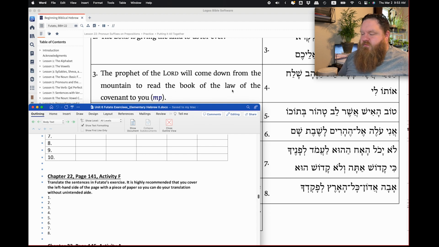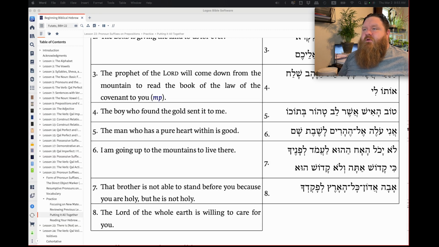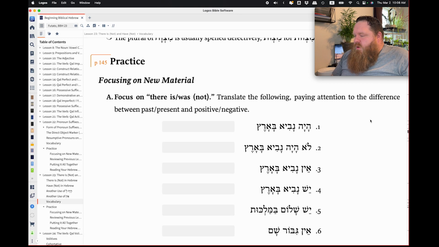So he just translates Torah as law, Torah as law, the book of the law of the covenant to you. All right. Chapter 23, Activity A. Translate the following, paying attention to the difference between past, present, positive, and negative.